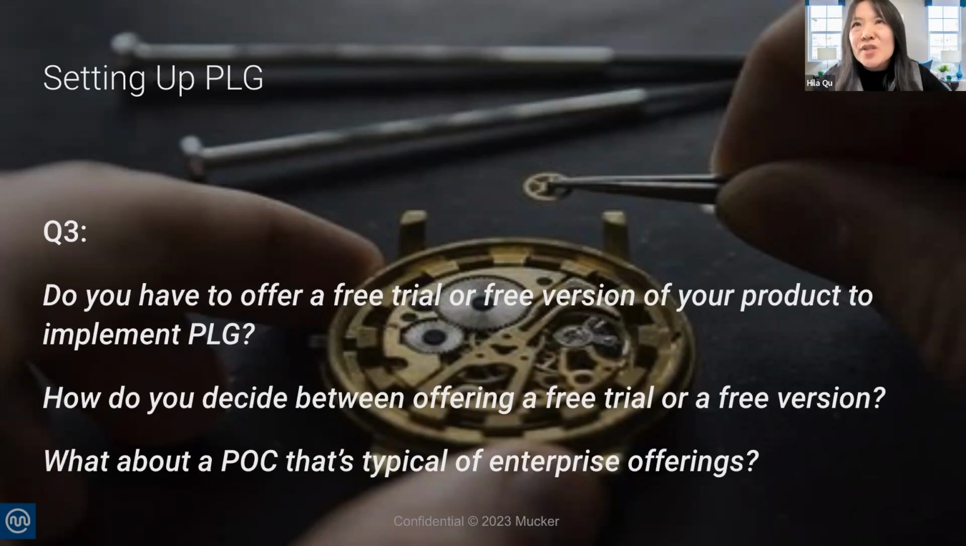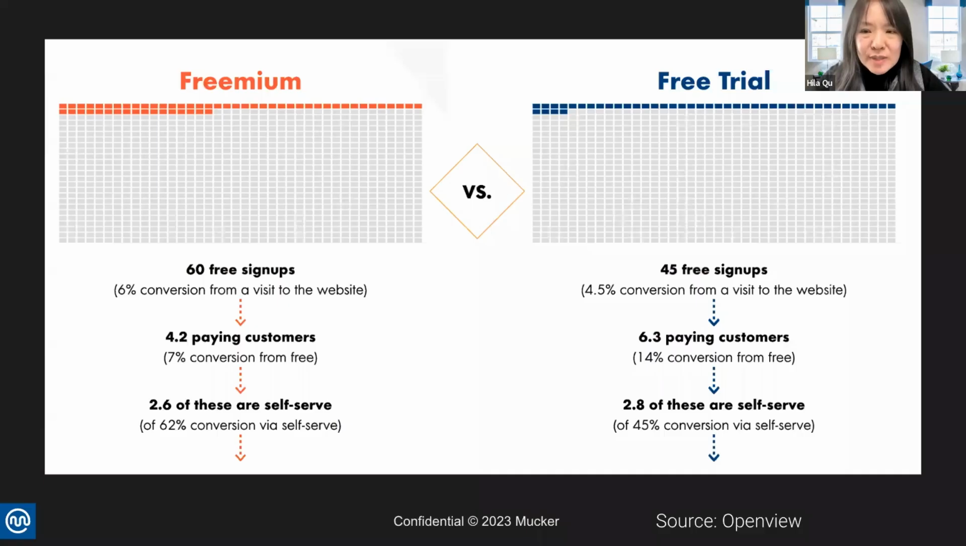And I saw your next question. How do you decide? I think that's a great question. Usually freemium can give you a bigger user base, but your immediate conversion rate is lower. And free trial doesn't give you as large a user base, but the immediate conversion rate is higher. So if you go to the next slide, I have a chart that shows a little bit of the difference. This is research from OpenView. You can see free trial's free-to-paid conversion rate is almost double that of freemium. But does that mean free trial is better?